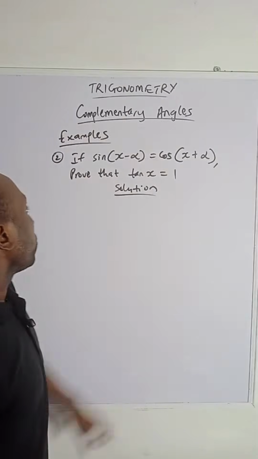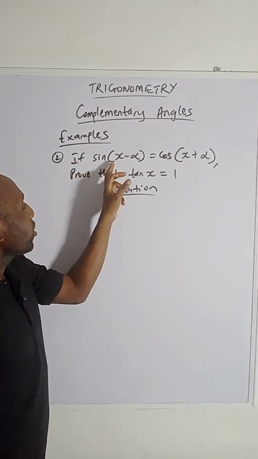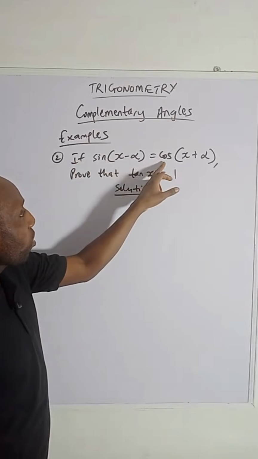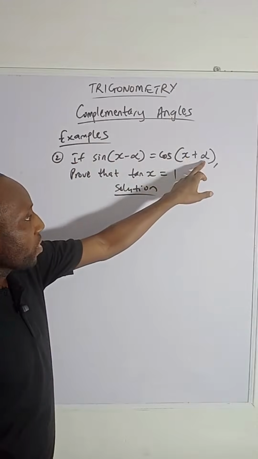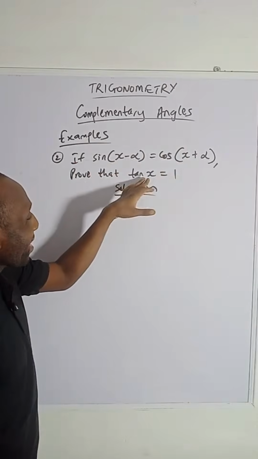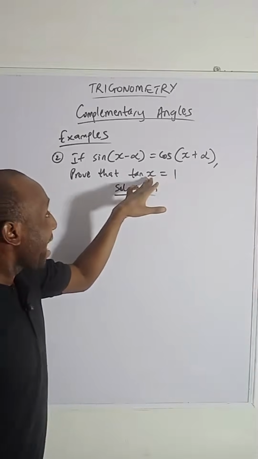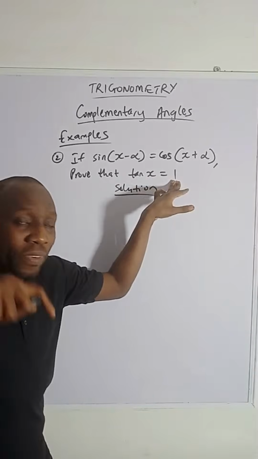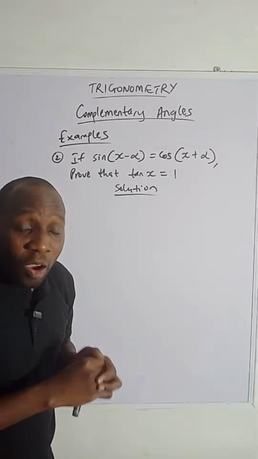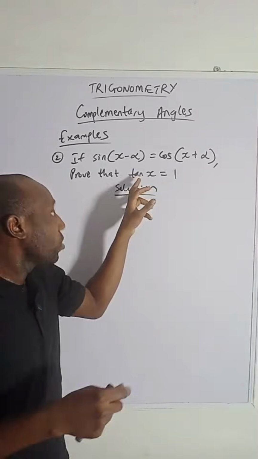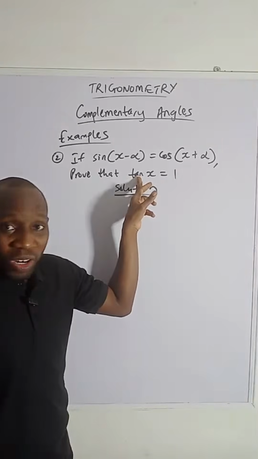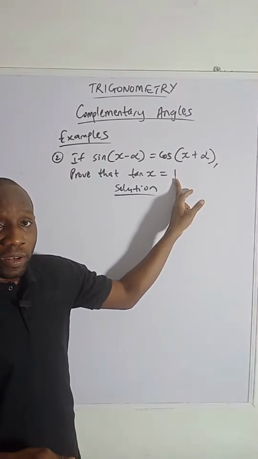Anyways, let's move on to the second example. If sine into bracket x minus theta is equal to cos into bracket x plus alpha, prove that tan x is equal to 1. What we need to do first is to get x. Once you have gotten x, we can now prove that, of a certainty, tan x is equal to 1.